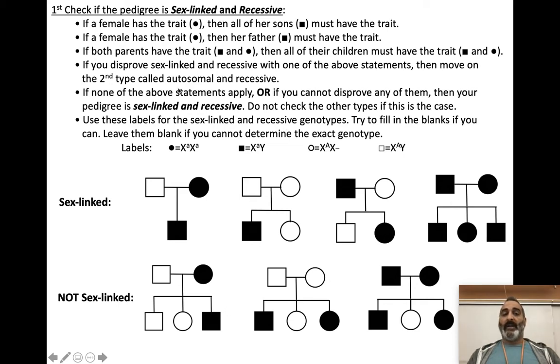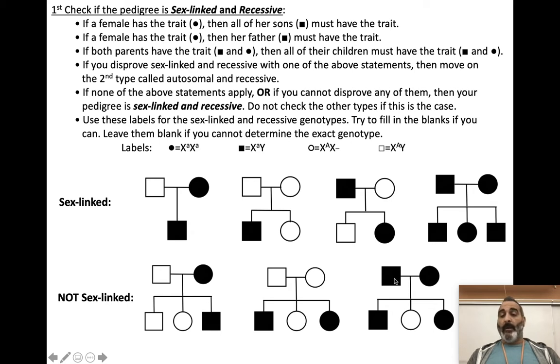All right? Next one. If both parents have the trait, then all of their children must have the trait. Mom and dad both have it. All their kids have it. Also, she has it. Her dad has it. Also, mom has it. All of her sons have it. This one is sex-linked. We've proven this one sex-linked.